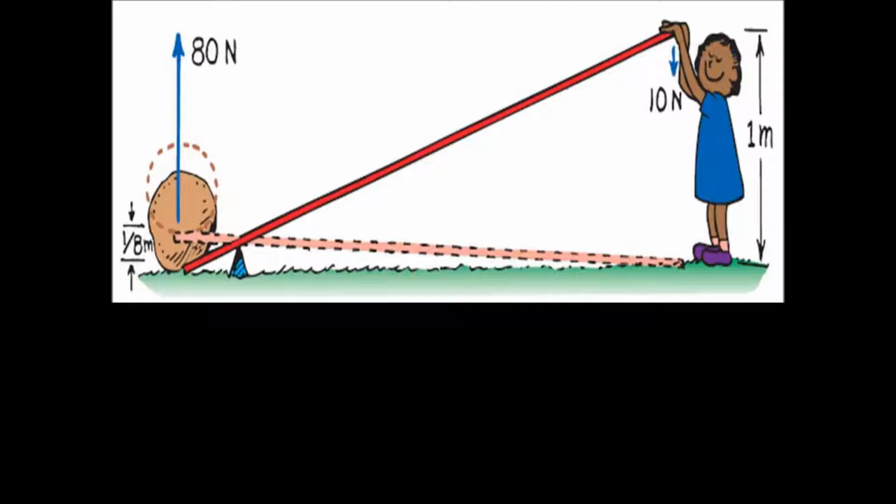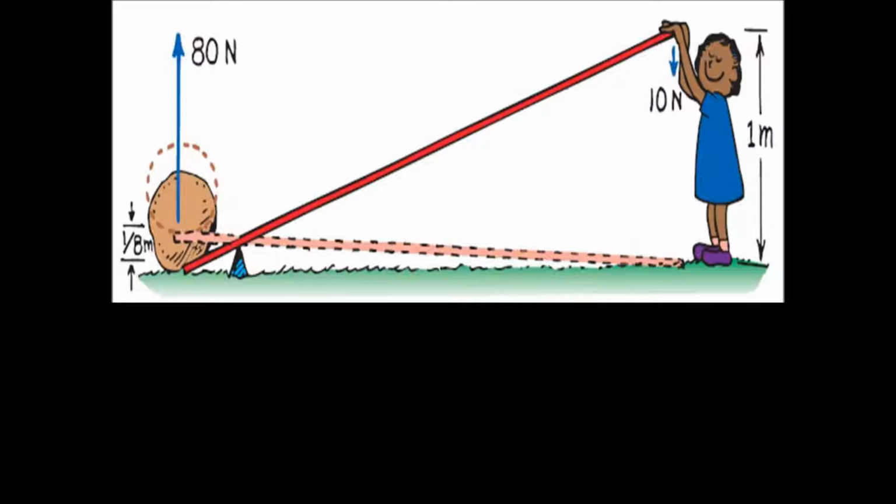The difference is 80 divided by 10, or 1 divided by 1/8. So it'll have an ideal mechanical advantage, or an actual mechanical advantage, of 8.